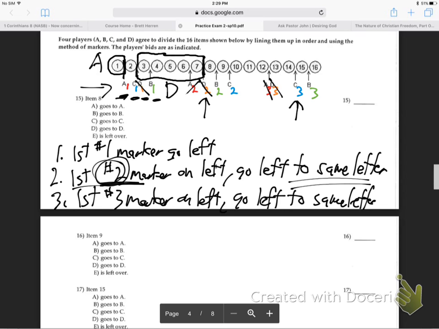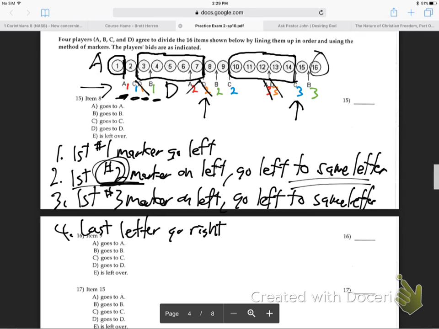It comes before B3. What do you do? Straight up and go left until what? C to C. There it is. C to C. Everybody good with that? And last letter, go right. So you go right on the last letter. What's the last letter? B, go right, boom.